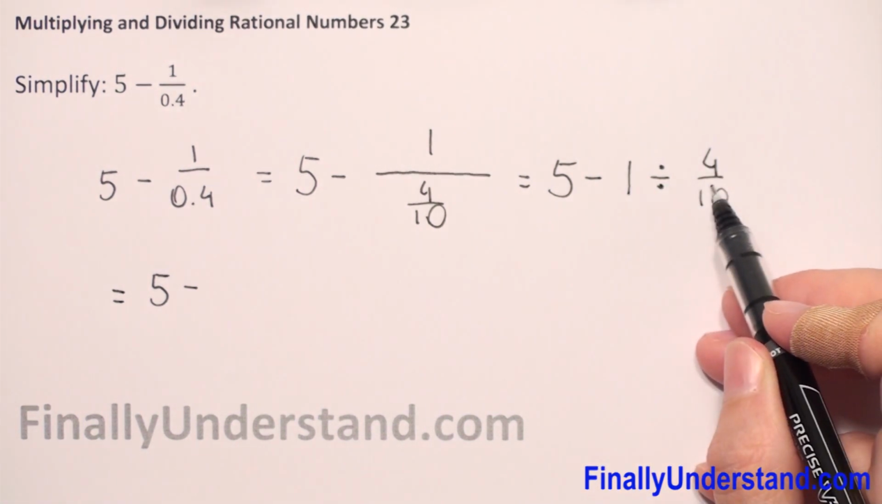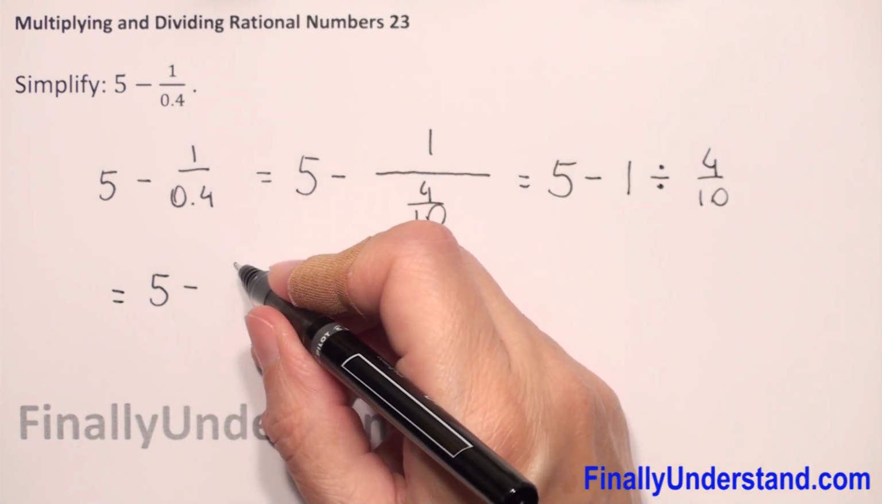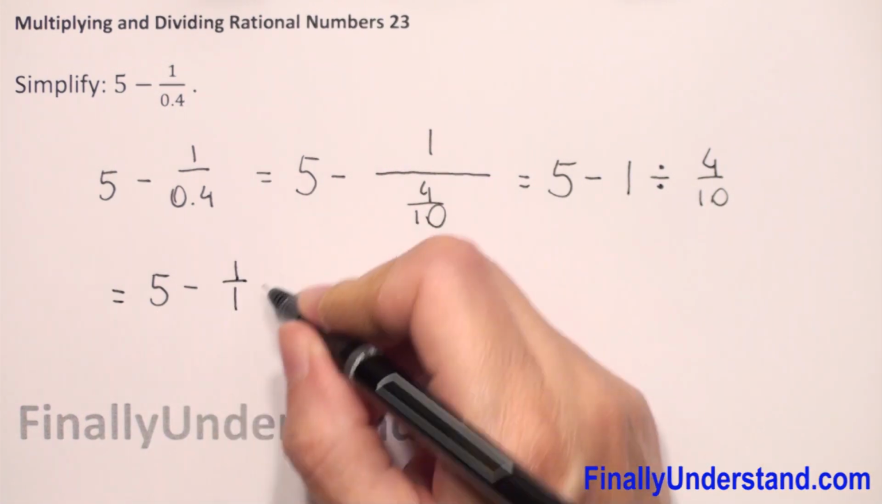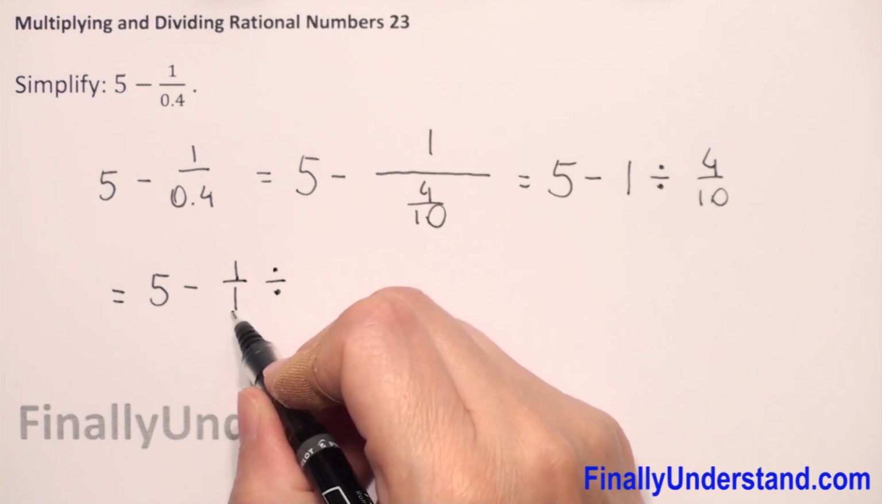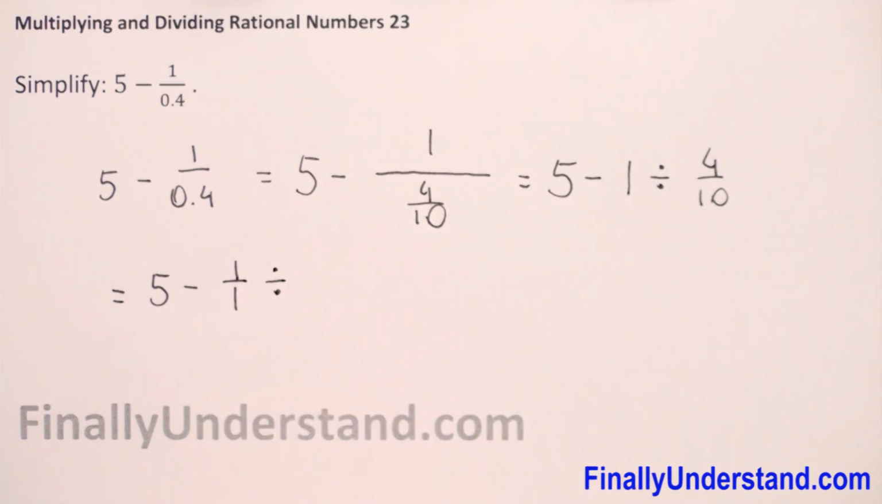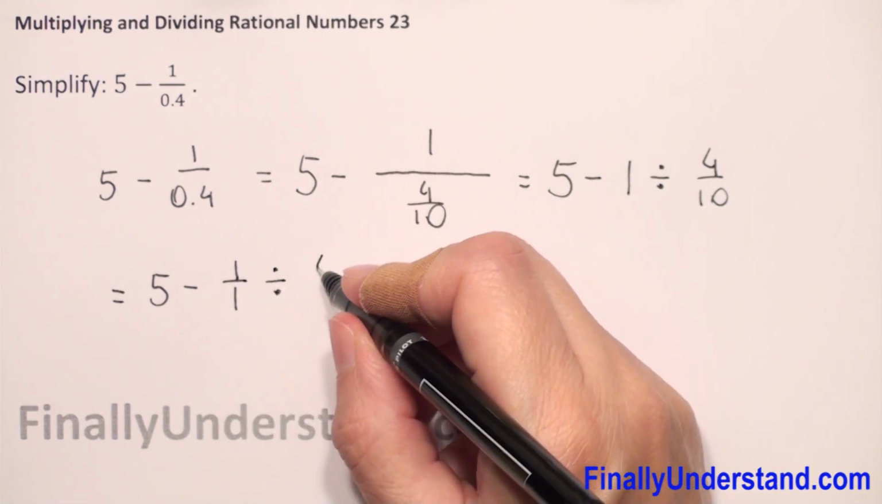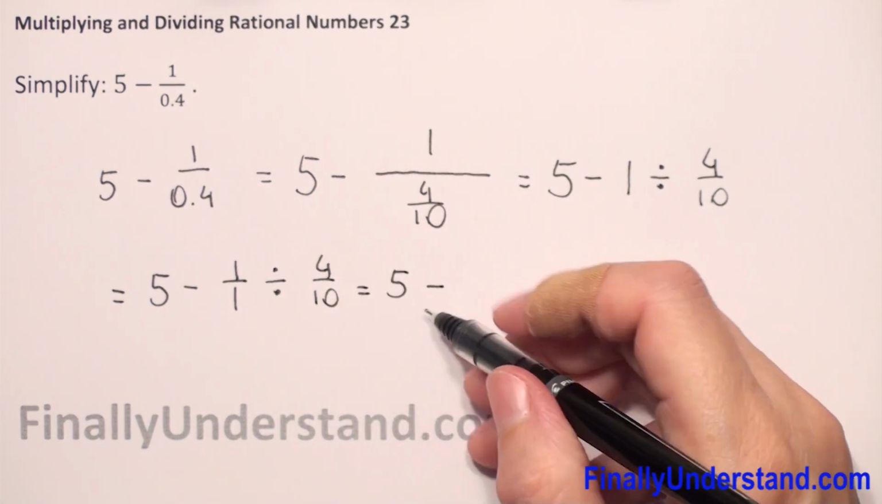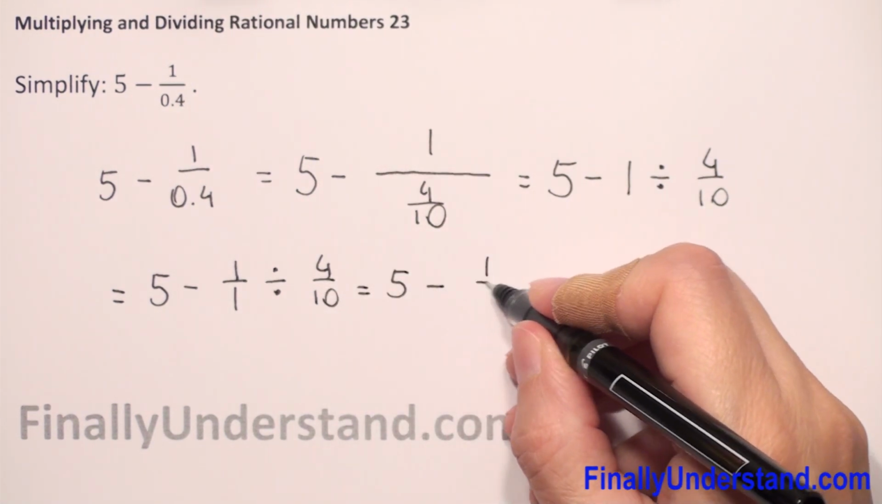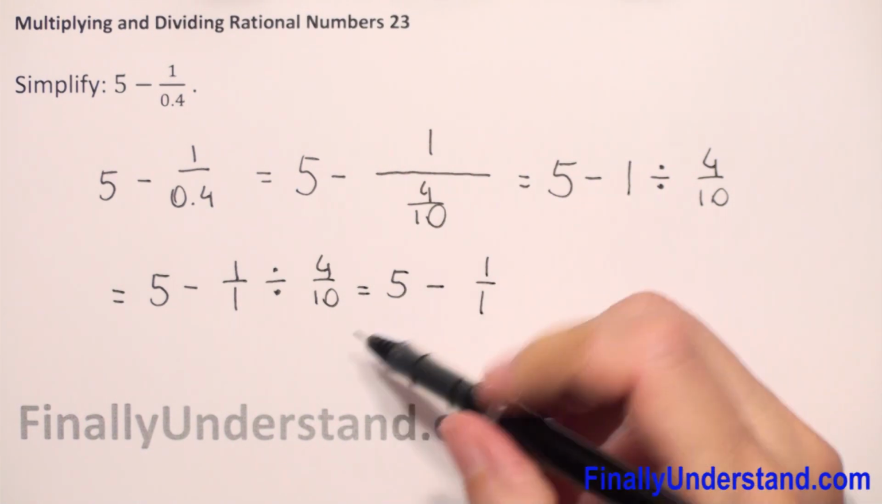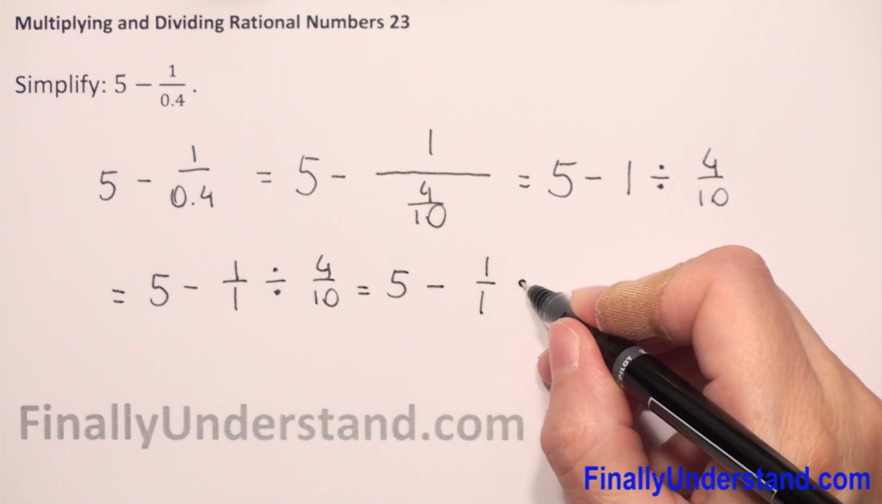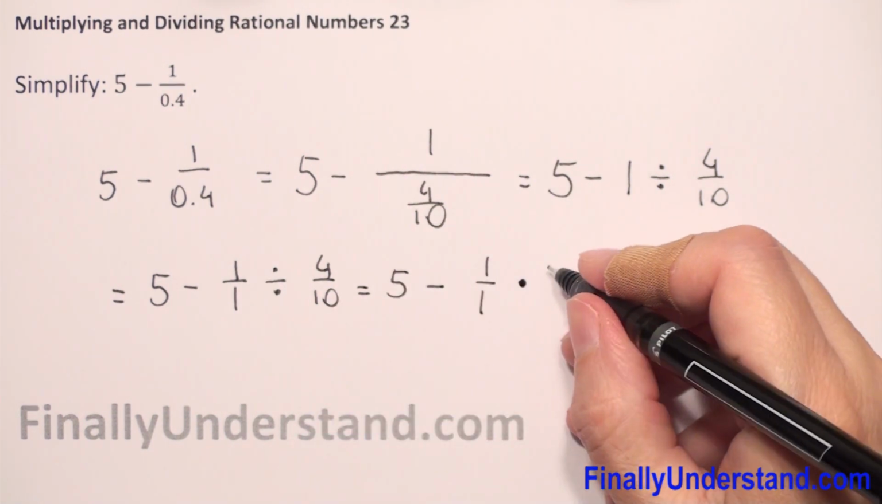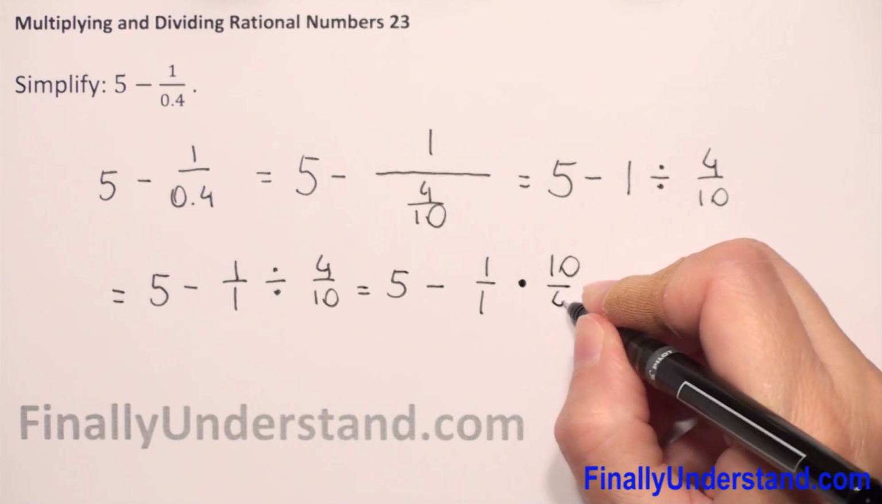So because we have a fraction, I will change 1 to a fraction also. So we have 1/1 divided by 4/10; we always write a whole number over 1 to get a fraction. So this is equal to 5 we copy, minus we copy, 1/1, first fraction we copy, and division we change to multiplication, and we flip the second fraction. So it will be 10/4 now.